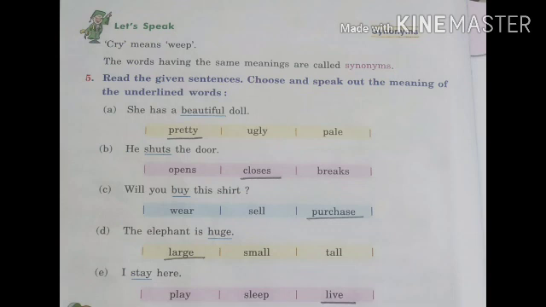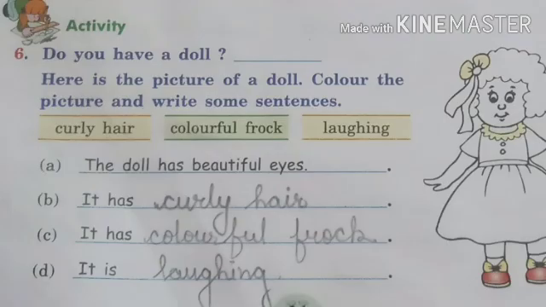Then this is the time to go to the last exercise of this chapter, that is about a doll. My dear students, this is a fun activity for you. It will give you a huge pleasure. Now, do you have a doll? If yes, you can write here in the blank place yes. And if you do not have one, you can write no. So here is the picture of a doll. Color the picture and write some sentences. Few sentences are given for you, and here clues are also given. So you can take out clues from there, and you can write them here.